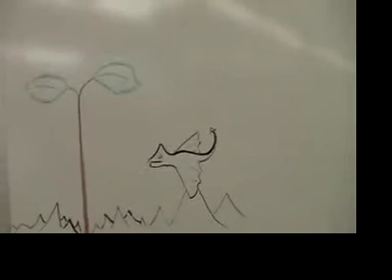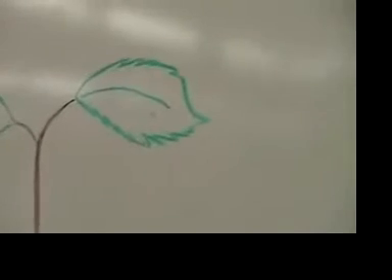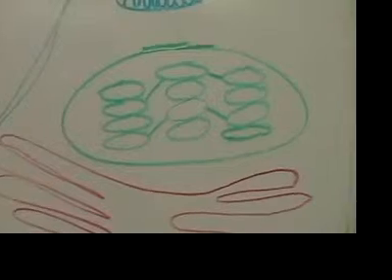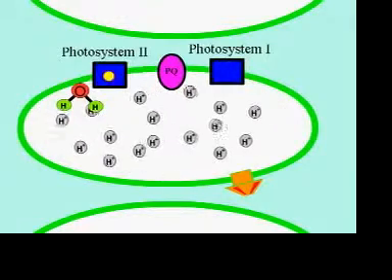This is a plant. The plant is made up of millions and millions of cells. Inside plant cells are organelles called chloroplasts. Inside the chloroplasts are stacks of thylakoids. Photosynthesis takes place in these thylakoids. Inside the thylakoid is where photosynthesis occurs.